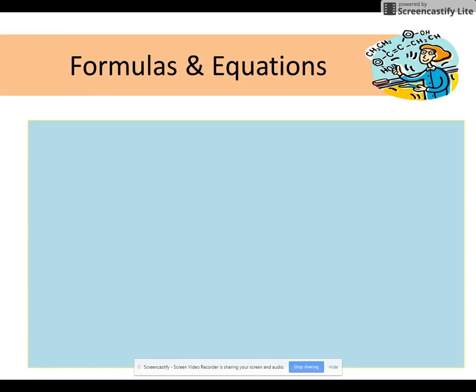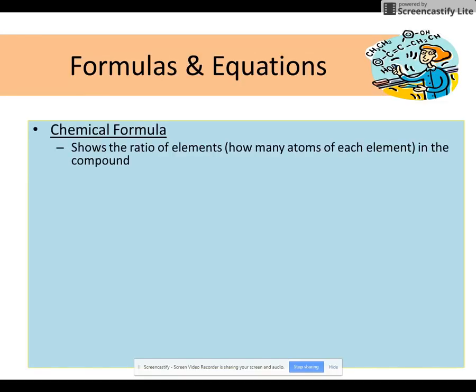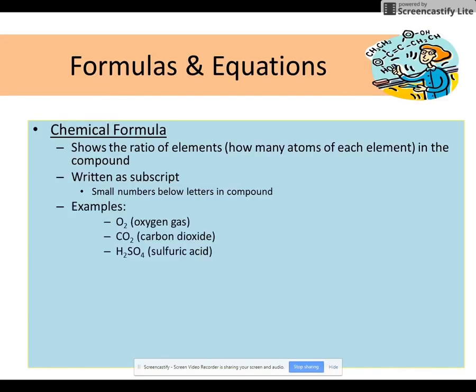Alright, formulas and equations. So a chemical formula shows the ratio of elements. In other words, how many atoms of each element are in the compound. And they're written as a subscript. These are like small numbers below letters in a compound. Examples: O2, that's oxygen gas. CO2, that's carbon dioxide.